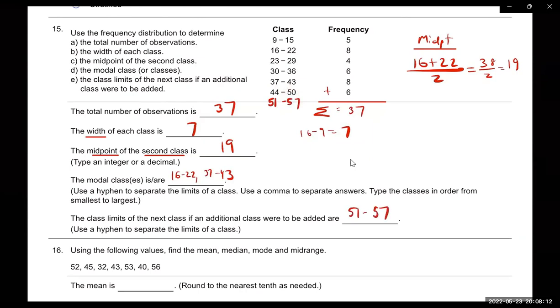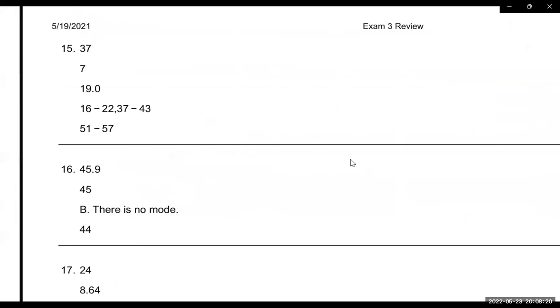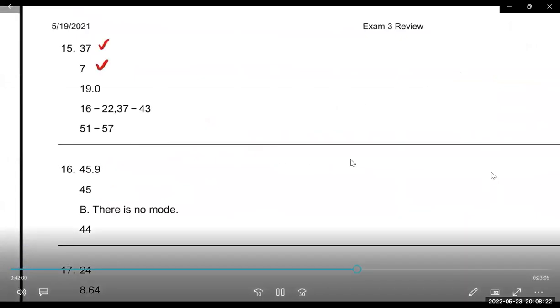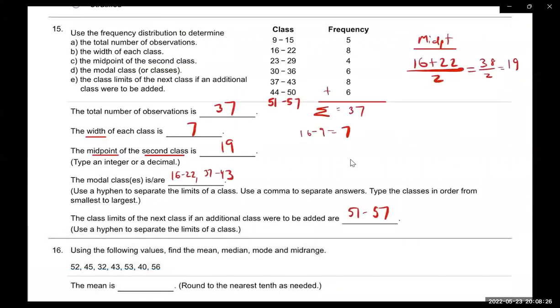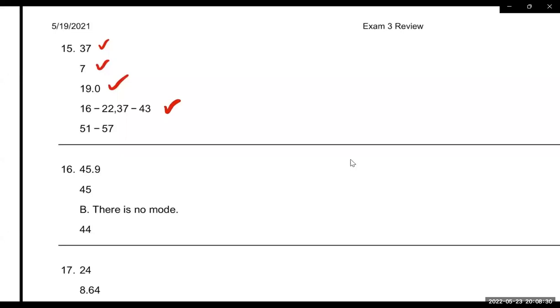57. All right, let's check our answers. It should be 37, 7, 19, these two classes, and 51 through 57. Let's check. Correct, I think. Let's see. Yep, and then 16, 22, 37, 43. Yep, and then 51 through 57. So it looks like we got that all right.